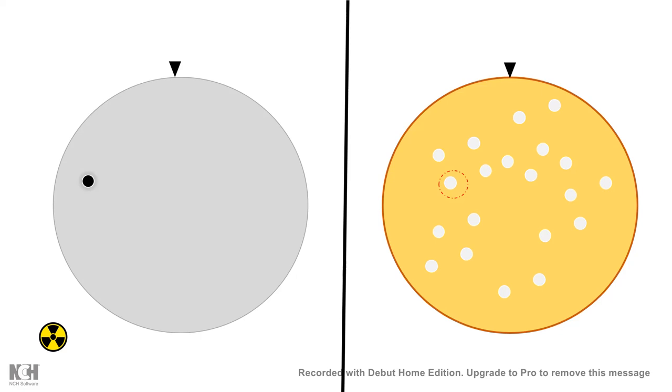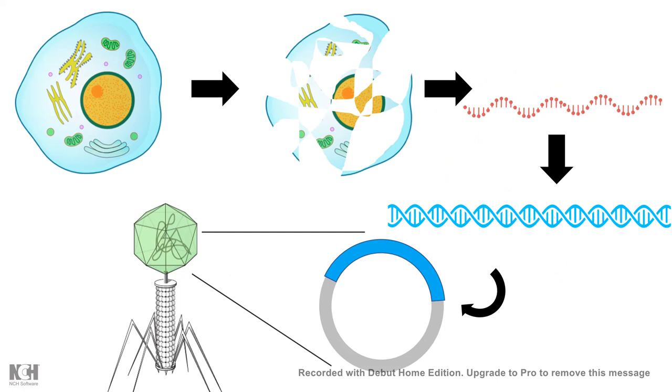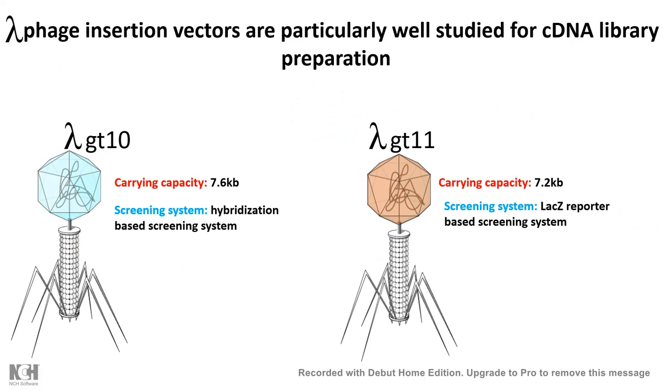But there is a certain problem with making cDNA libraries in bacteria. The alternative is to make the cDNA library in lambda-phage-based cloning vectors. If you don't know about lambda-phage-based cloning vectors, I have a separate video on them, so you can check that out first. Now there are dedicated lambda-phage insertion vectors which are used to produce cDNA libraries. There are the lambda-GT10 and lambda-GT11 series. The biggest advantage of these lambda vectors is they have bigger carrying capacity, because not all genes are small, right? Some genes are pretty big. So it gives us more flexibility in terms of carrying capacity.